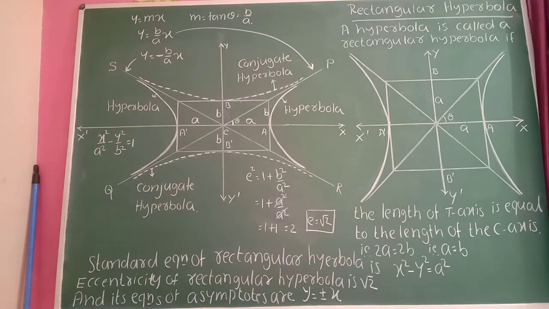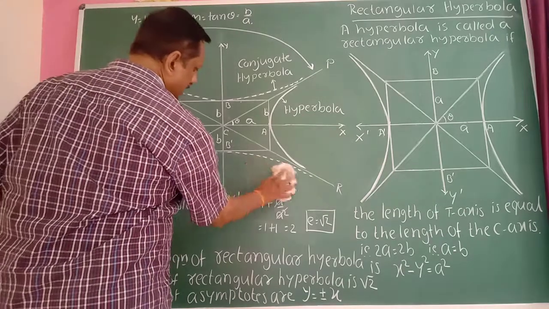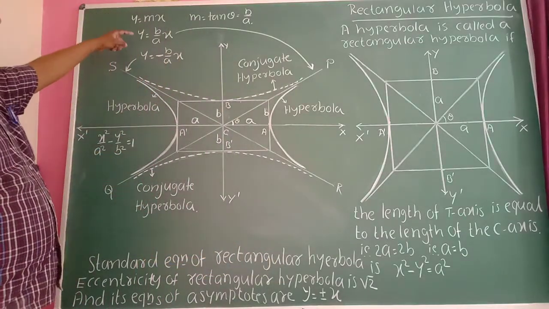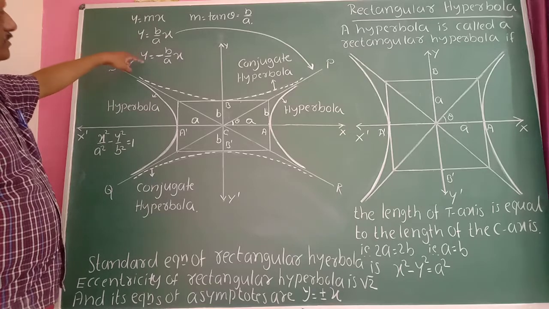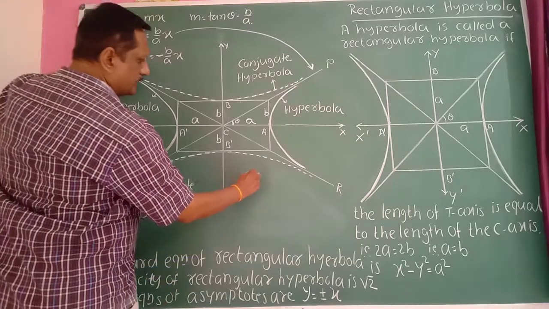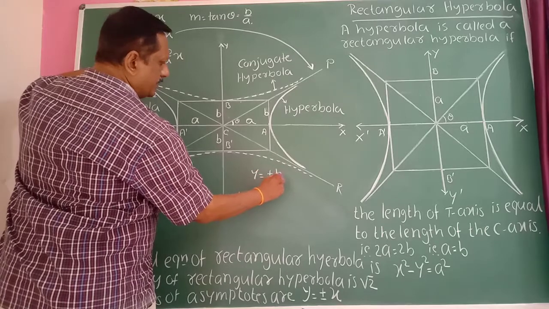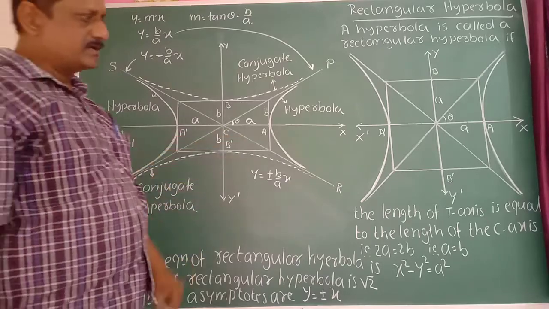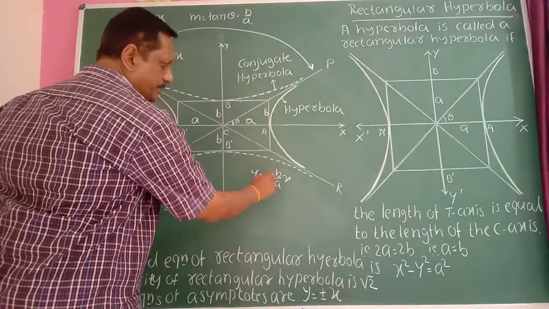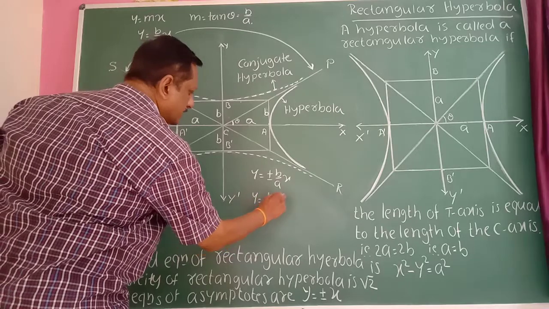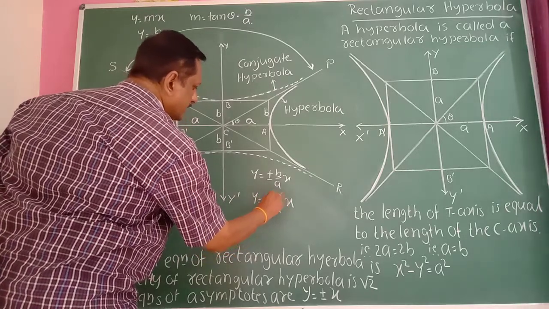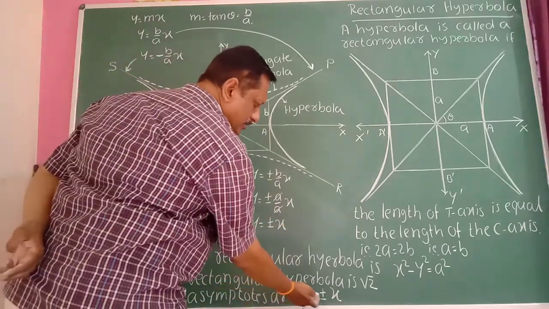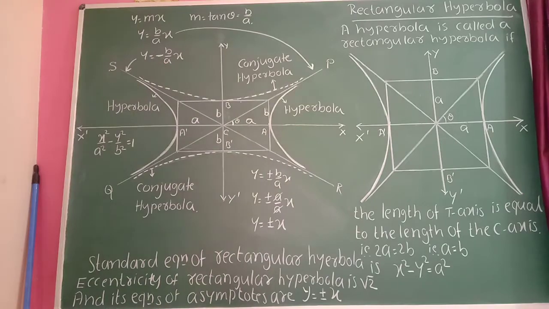And the equations of asymptotes, I will explain this result also. For this hyperbola, the equations of the asymptotes are y is equal to b upon a x and y is equal to minus b upon a x. So y is equal to plus or minus b upon a into x. These are the equations of the asymptotes. In this case, a and b are both equal. Just replace b by a. y is equal to plus or minus a divided by a into x. A and a cancel. y is equal to plus or minus x. So y is equal to plus or minus x are the equations of the asymptotes.